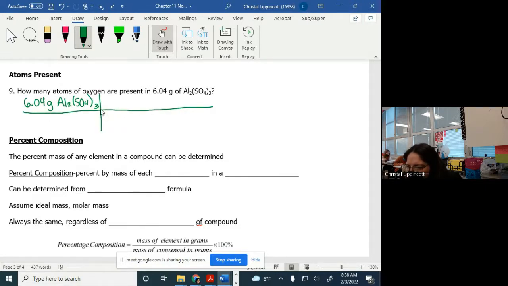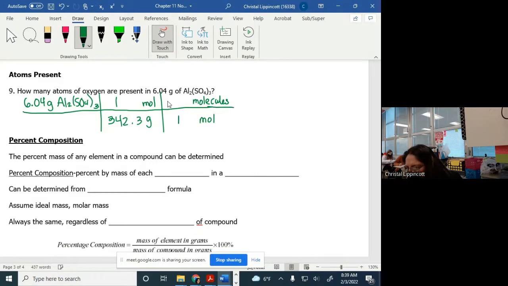I'm going to convert this into moles here, which is what we were doing. So I need to figure out that's 54. And I have 3 sulfurs, which would be 96.3. And 12 oxygens, 96. Okay, so 342.3 down here and 1 mole. And then I'm going to go moles into molecules.